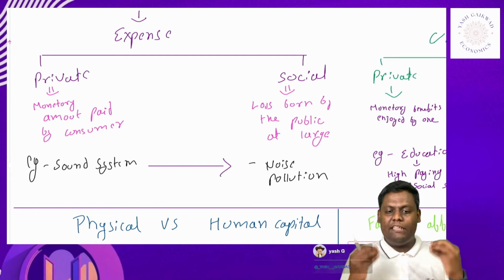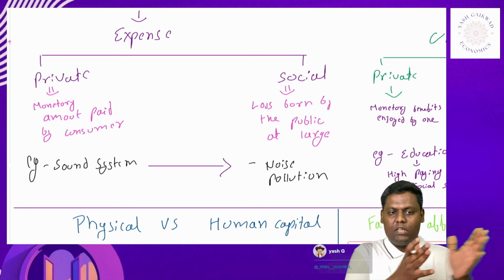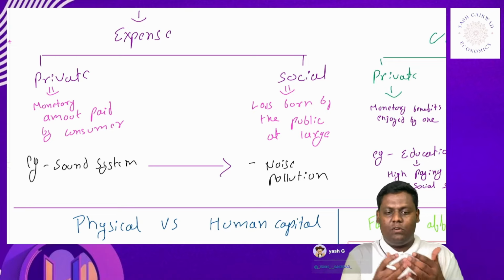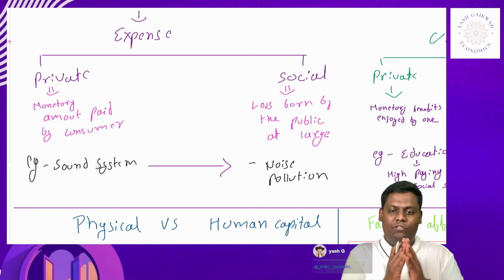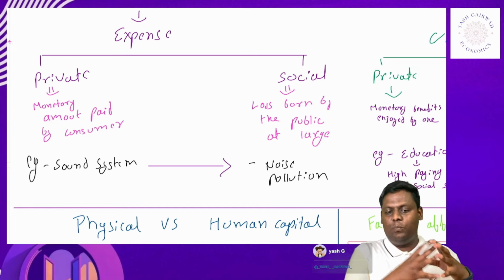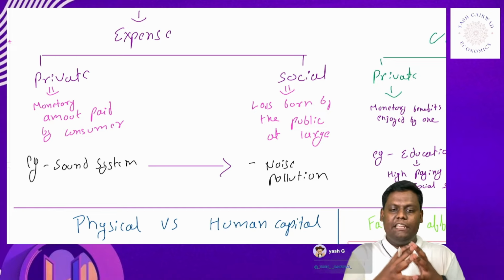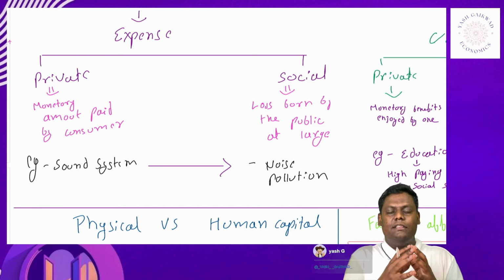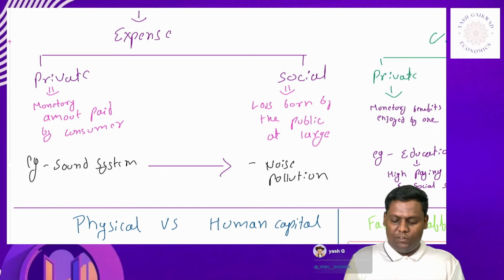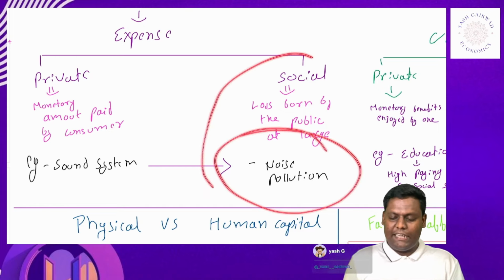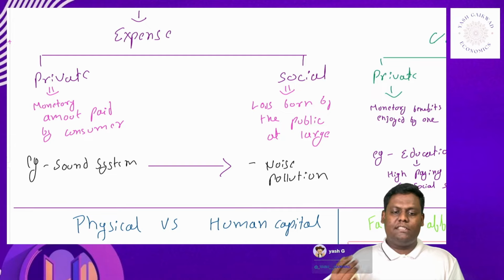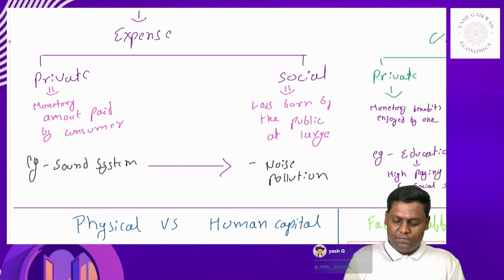An example could be, let's say I buy a nice fancy sound system. When I buy that sound system, the monetary amount that I'm paying in exchange for that good, that is the boom box, would be the private cost that I have paid. Now, if I use that same sound system to play loud music, especially late at night, the noise pollution caused by it, or the disturbance it would cause to my neighbors in enjoying their peace, is the social cost.